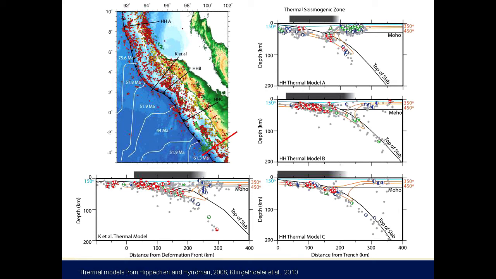And you can start to use this data to define your seismogenic zone and compare to thermal modeling. Now the thermal modeling is not very good here because there's actually no heat flow data available. They're just doing this based on heat conduction equations based on the age of the oceanic plate.